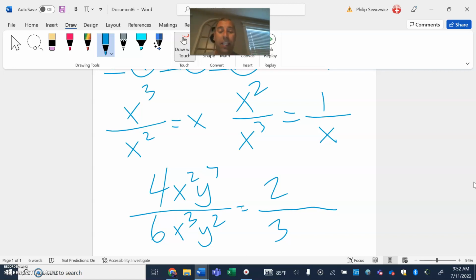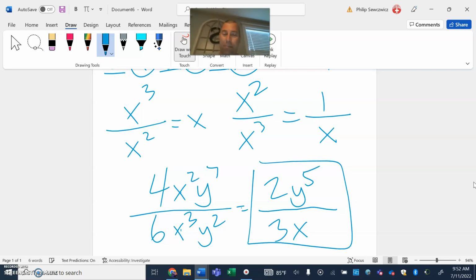Now we can start playing with the exponents. Okay, I have x's, so I'm going to subtract. Oh, but more of them are in the denominator, so that's why there's an x down there. 3 minus 2 is 1. I've got 1x. The y's. 7 minus 2 is 5. Well, there were more of them upstairs, so that's why it's y to the 5th. And now we're done, and we have simplified.